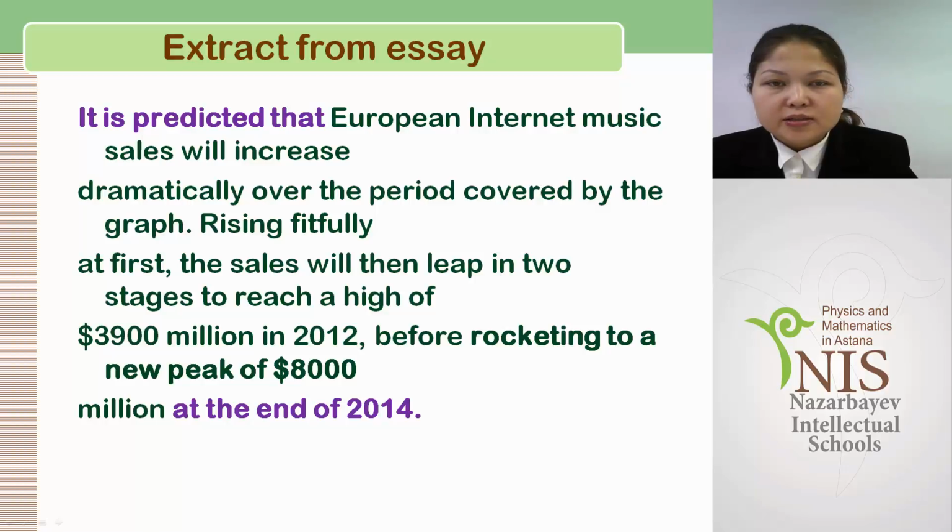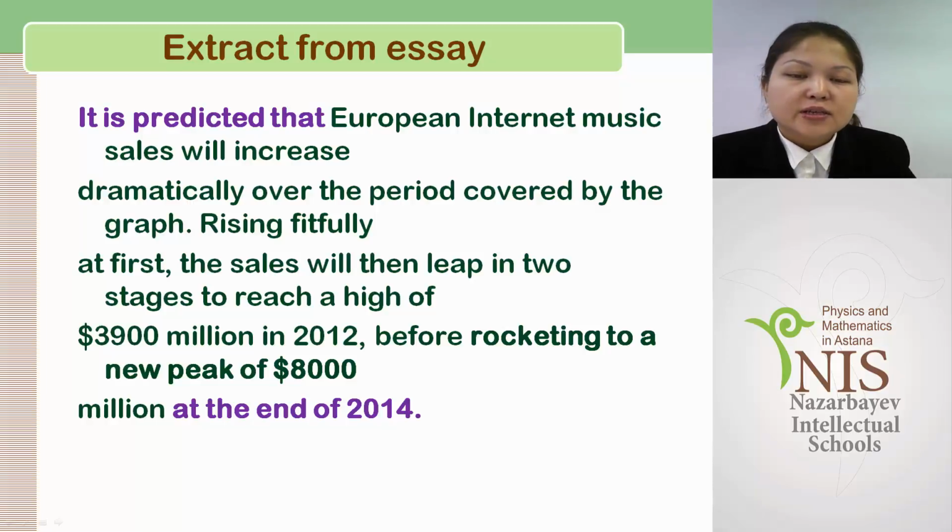It is predicted that European internet music sales will increase dramatically over the period covered by the graph. Rising fitfully at first, the sales will then leap in 2 stages to reach a high of $3,900 million in 2012 before rocketing to a new peak of $8,000 million at the end of 2014. So you put in it is predicted at the beginning and finally the years at the end. This was a piece of extract from an essay.